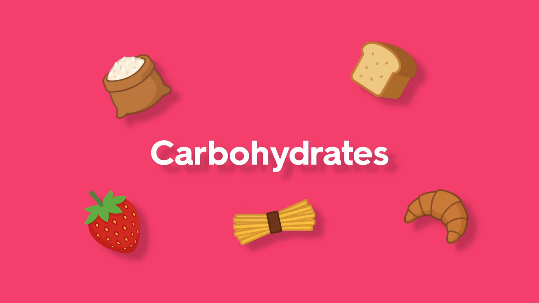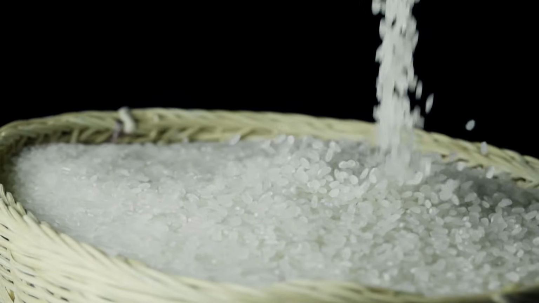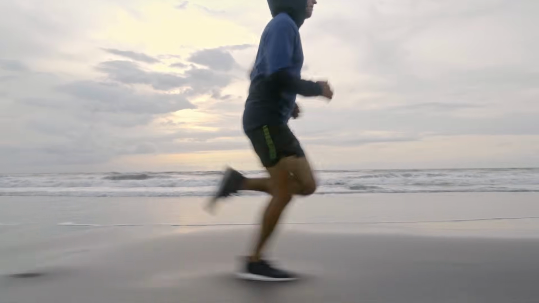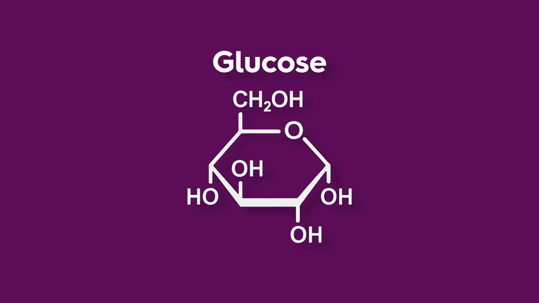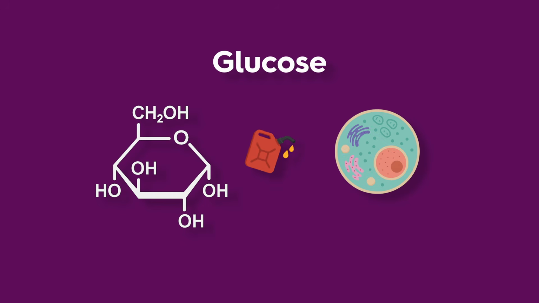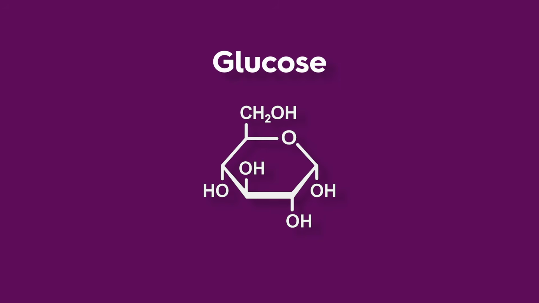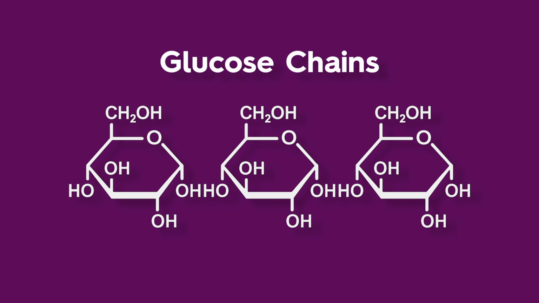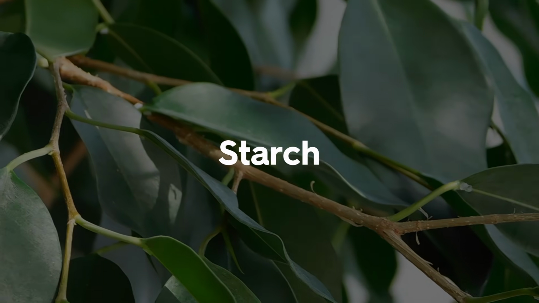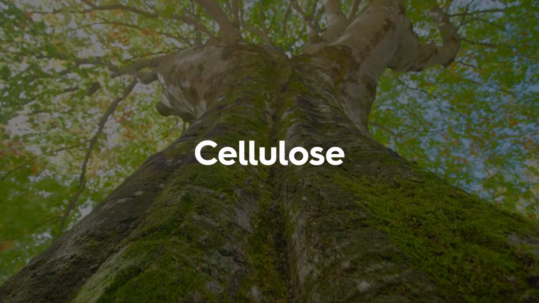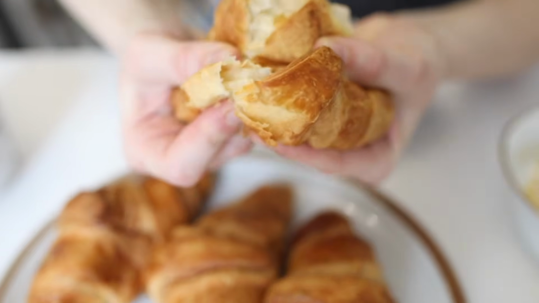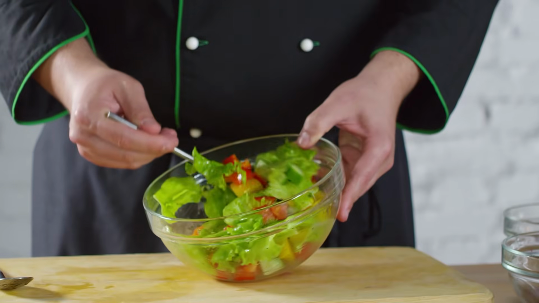Let's start with carbohydrates, sugars and starches that provide quick energy. Simple sugars like glucose fuel our cells directly. When these sugars link together, they form longer chains, such as starch and cellulose. Starch stores energy in plants, while cellulose provides structure. Humans can digest starch, but not cellulose.